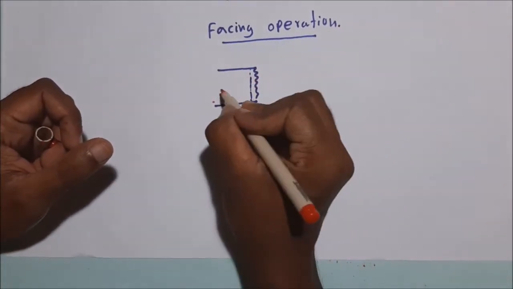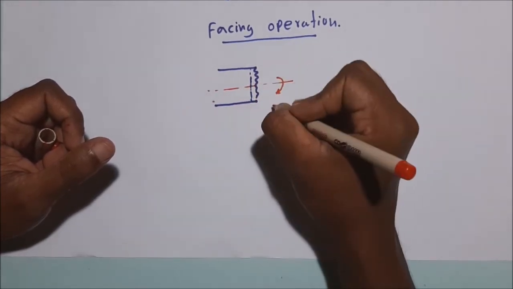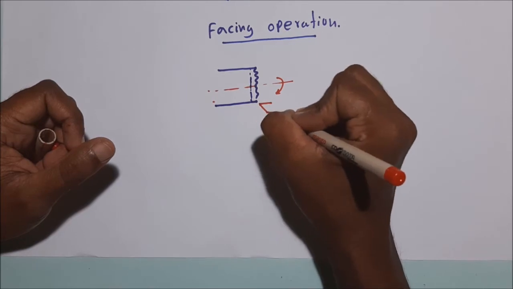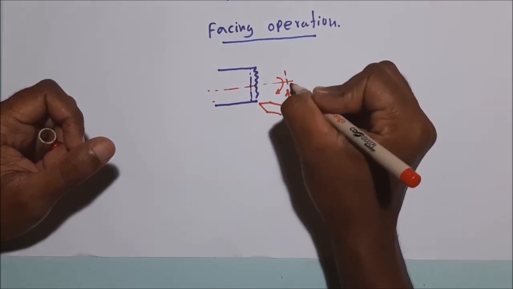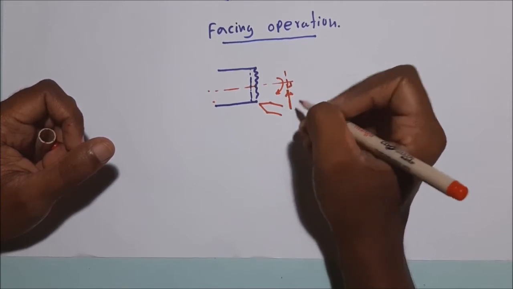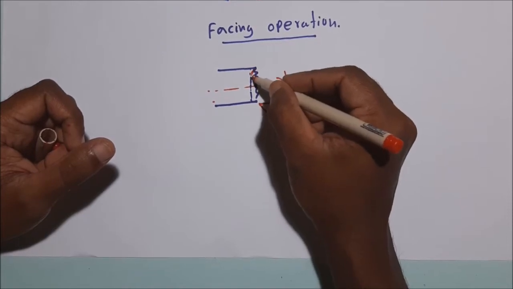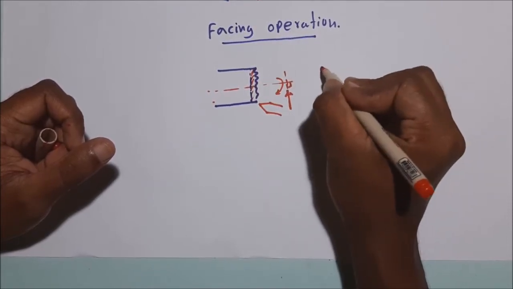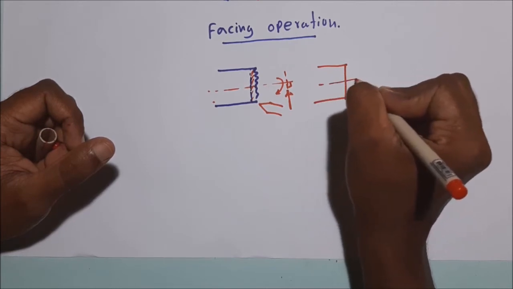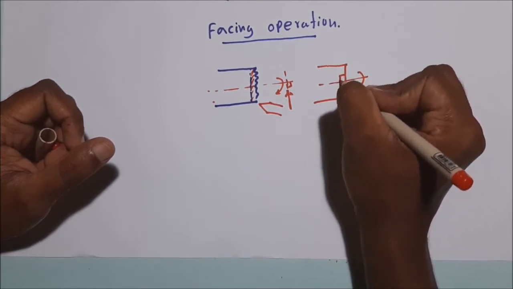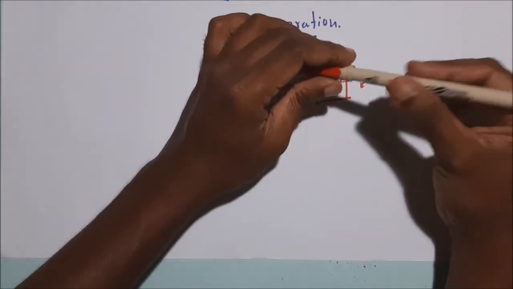In lathe machine facing operation, this is the rotating axis of the workpiece. The cutter is fed perpendicular to the rotating axis of the workpiece. Then we can remove this material, and finally we get this kind of flat surface which is normal to the rotating axis of the workpiece. This is called the facing operation.